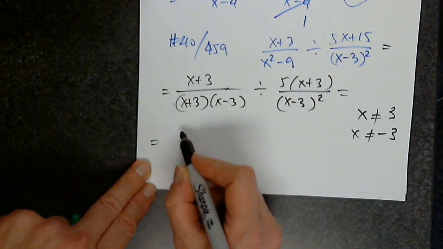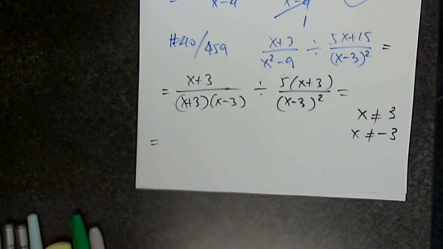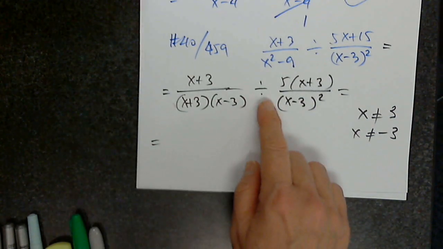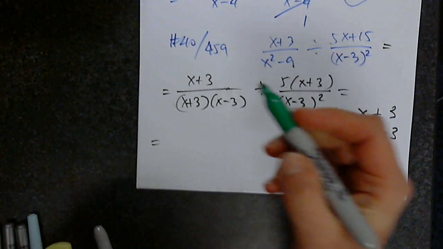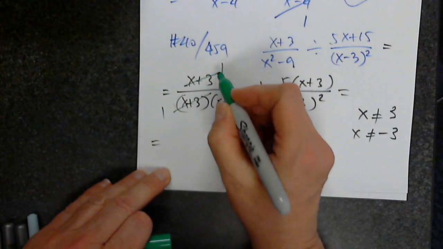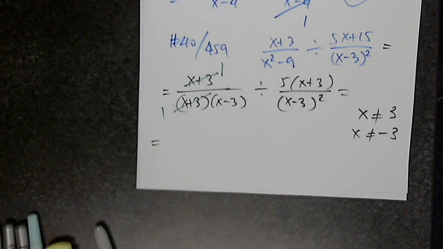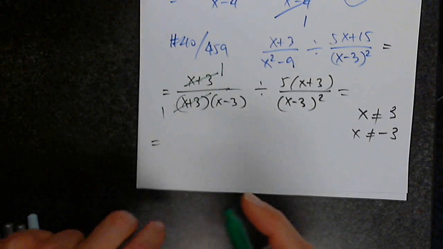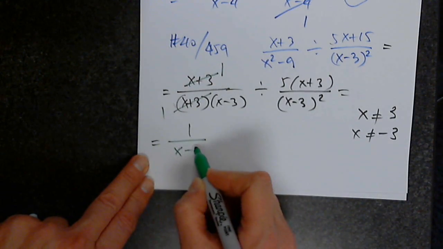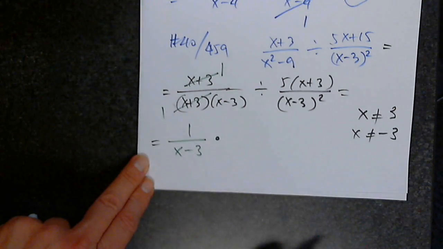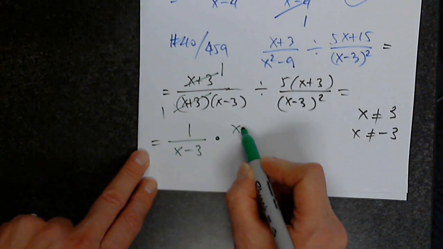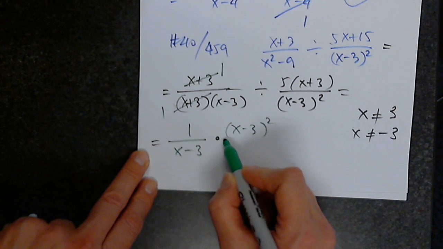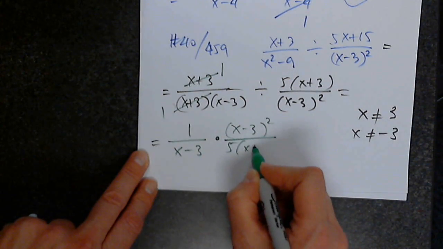And now I can simplify the fraction by itself, not in a division across. In a division, I cannot do that, but I can simplify this. And if you don't write 1, you may be tempted to think it's 0. So please write 1 when you simplify. So 1 over x minus 3, and then multiplied by? x minus 3 squared. Very good. Over 5 times x plus 3. Very good.